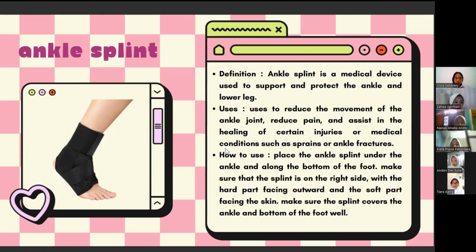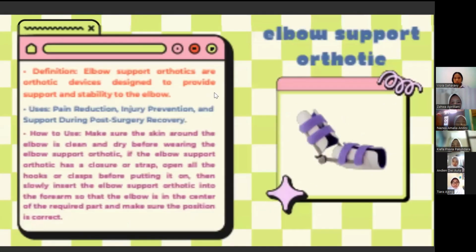How to use? Place the ankle splint under the ankle and along the bottom of the foot. Make sure that the splint is on the right side, with the hard part facing outward and the soft part facing the skin. Make sure the splint covers the ankle and bottom of the foot well. Okay, the next slide is Najwa. Najwa, time is yours. Thank you, Keva.